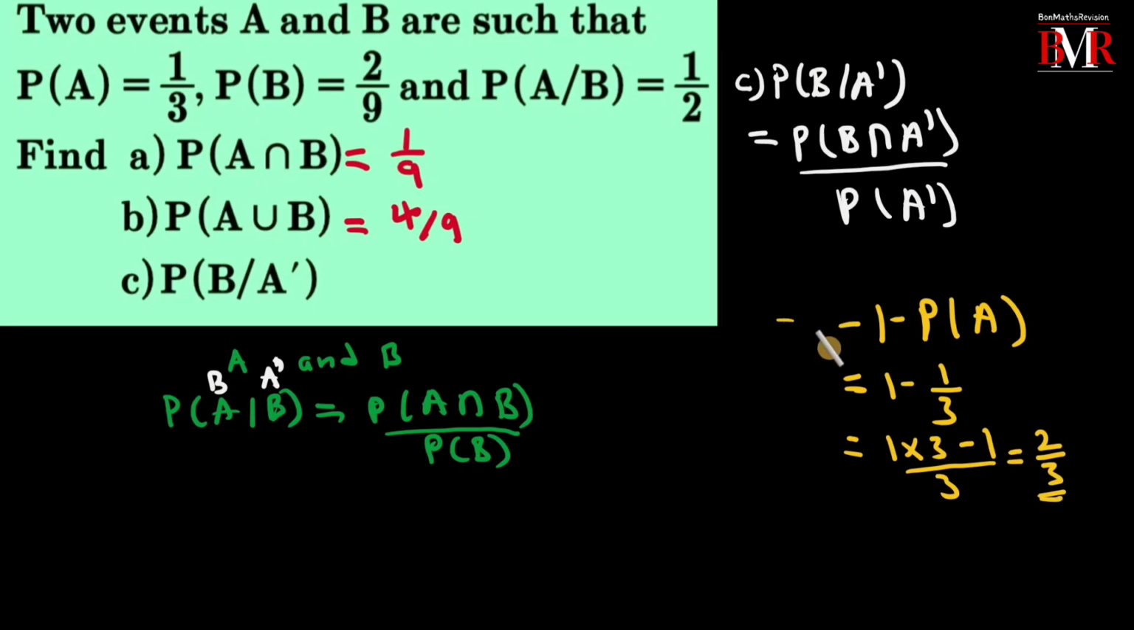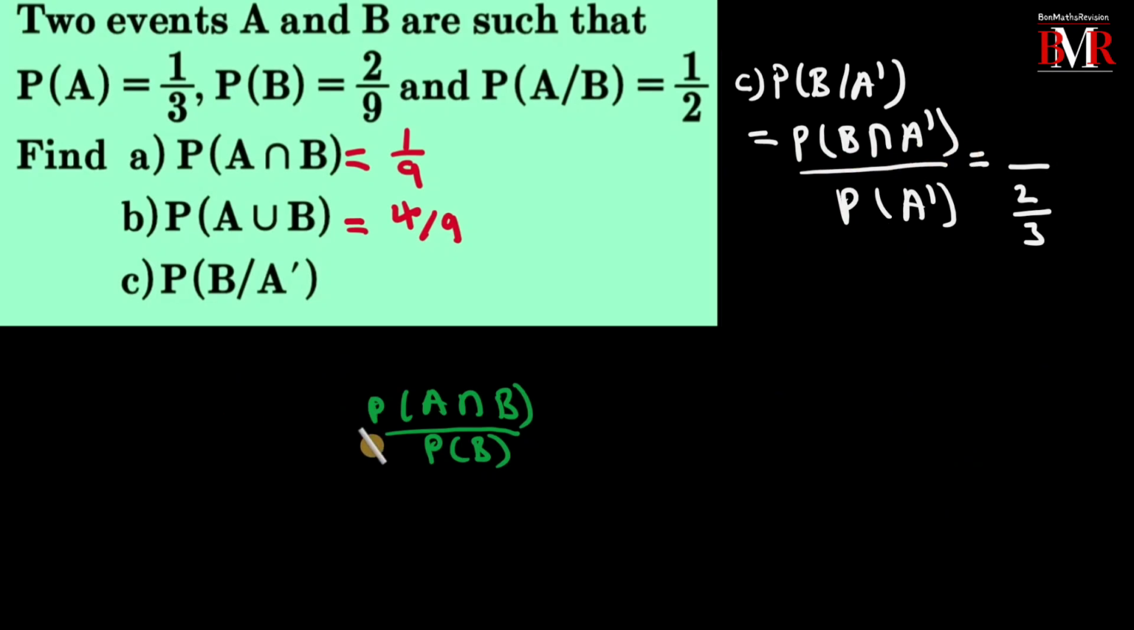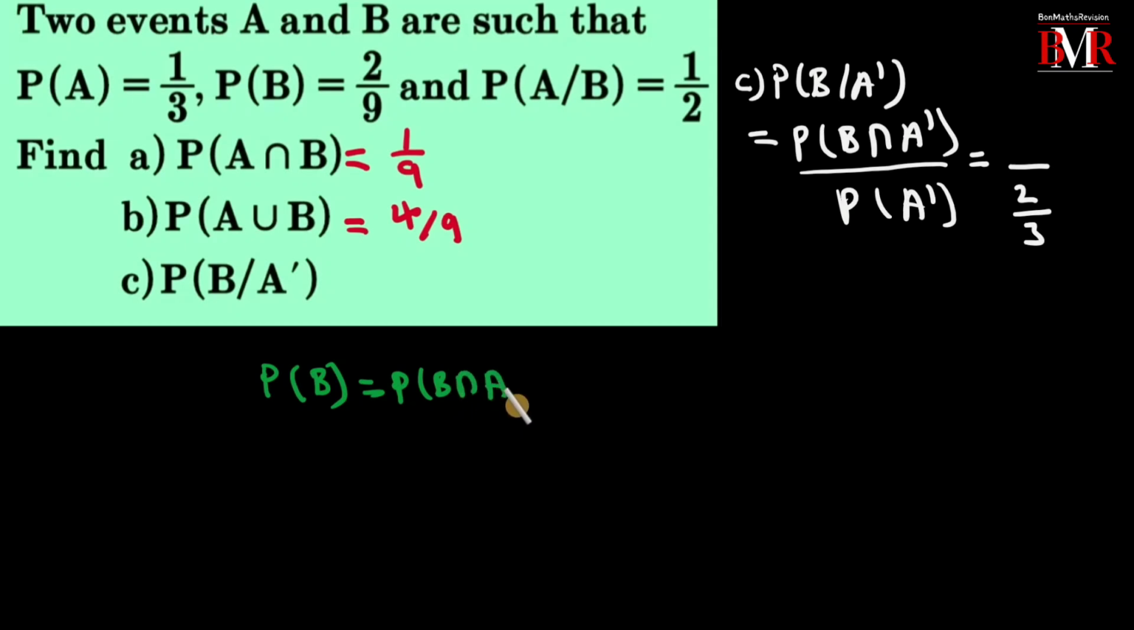Now I need to substitute here. That is probability of B intersection A prime all over probability of A prime, which is 2 over 3. So I need to calculate probability of B intersection A prime. You know that from complementary events, the formula to calculate the probability of an event, let's say B, is given by probability of B intersection A plus probability of B intersection A prime. But my problem here is to calculate probability of B intersection A prime. So I need to make it the subject of this formula.